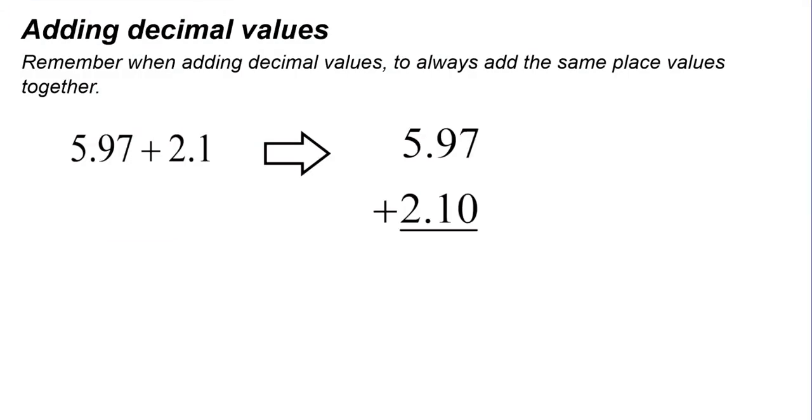So if we had 5 and 97 hundredths plus 2 and 1/10, we would add it similar to this, lining up our place values here with our hundredths together, our tenths together, and our ones place together, and then just adding and carrying and bringing the decimal down. Just a quick review there of adding our decimal values together.